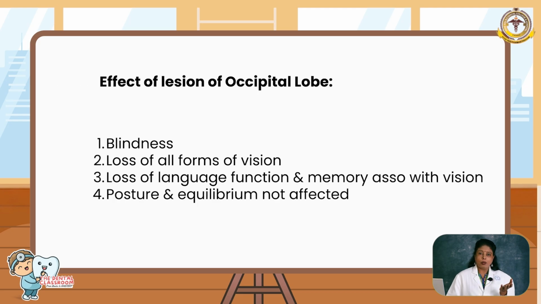Suppose if the occipital lobe gets damaged, it will lead to blindness and also loss of all forms of vision. But here only one thing, posture and equilibrium will not be affected as it is also controlled by cerebellum.